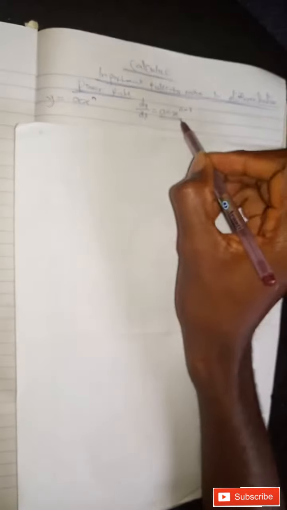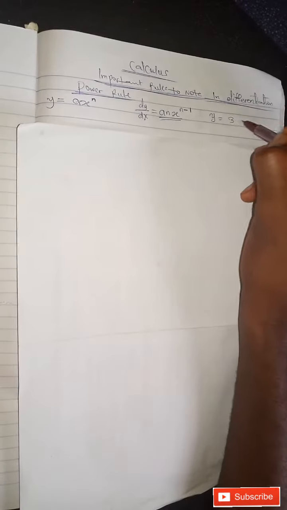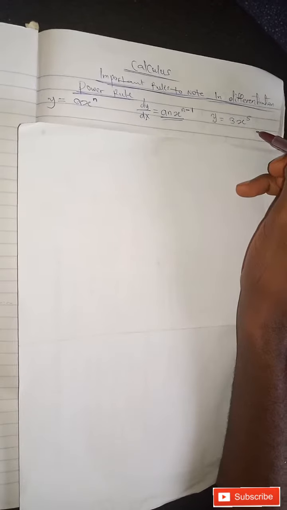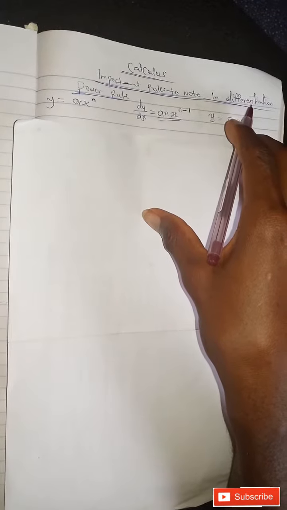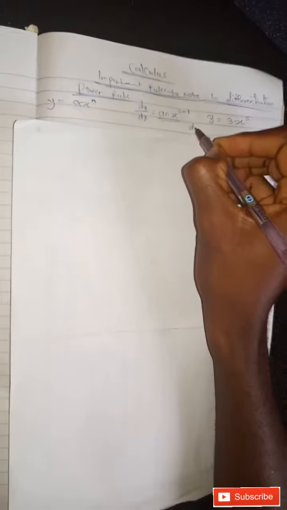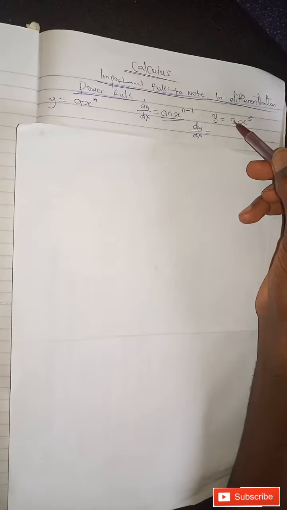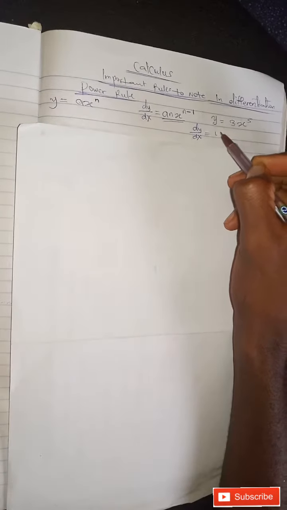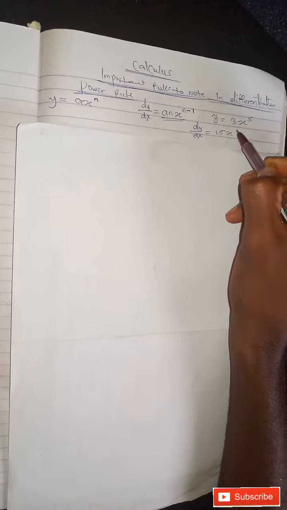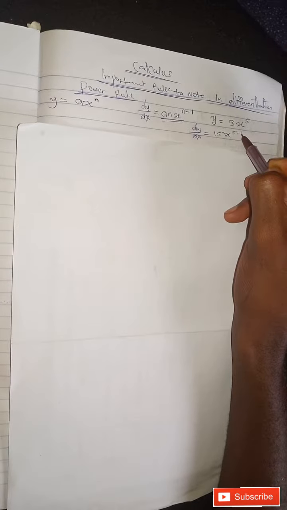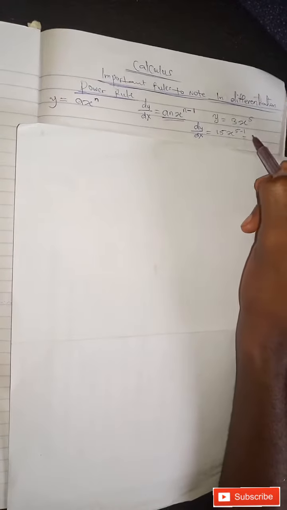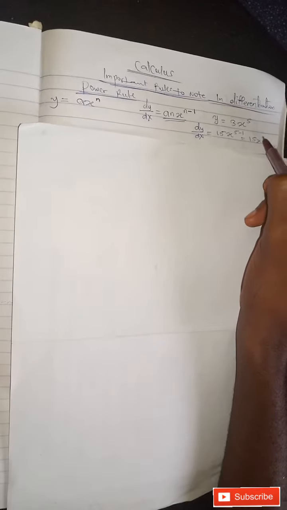Don't forget this. All right, so what if you have y equal to 3 x raised to power 5? Of course, you just apply this. So what's the answer now? We have dy over dx. What do you do? You multiply this 3 times 5, which is just 15, then x raised to power 5 minus 1. So we have 15 x raised to power 4.